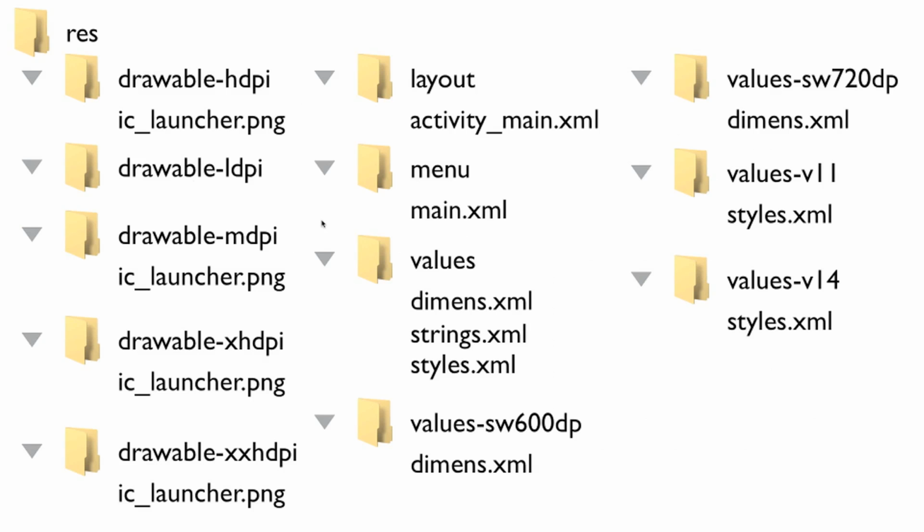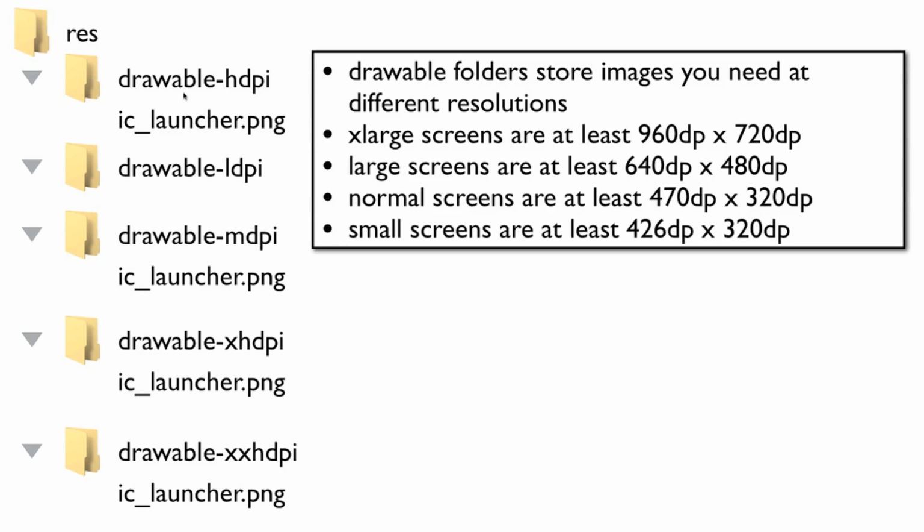And that brings us into the resources folder. All these drawable folders that you see here are going to store images that you're going to need for different resolutions depending upon if it's going to show up on an Android phone, an Android tablet, an Android TV, or whatever. And you can also see here where we're going to have small screens and the resolution they're going to work on, normal screens and the resolutions they're going to work on, large screens and extra large screens.